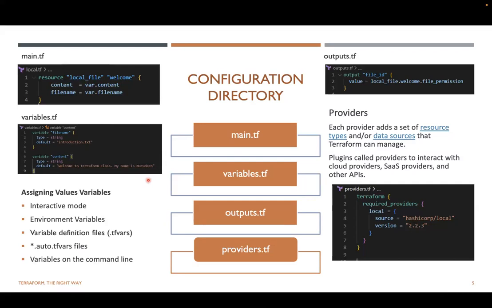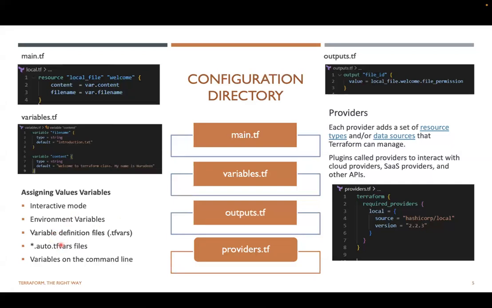Another one is environment variables. For example, you can export the file name and the content as environment variables within your local system. When you do that and you do not put a default value here, Terraform will automatically ask you again interactively what you want to assign to content and file name. But this time you will not put anything, you just press enter. When you press enter, Terraform will go and reference the environment variable on your PC.